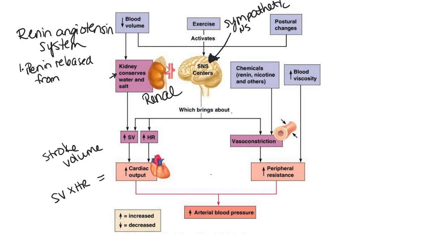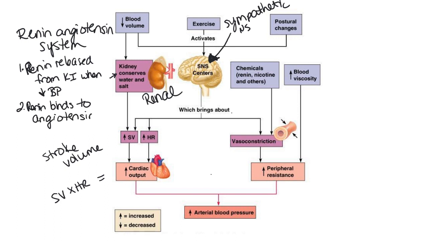So renin is released from the kidneys in response to a decrease in blood pressure. So it's released from the kidneys when blood pressure drops. Okay? And what that's going to do is that renin is going to bind to angiotensinogen. So angiotensinogen is in our blood at all times.